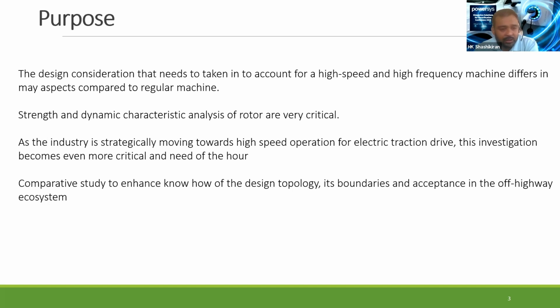But as we are already seeing, the industry is moving strategy towards the high-speed operations drive. So it is very critical for us to understand what the considerations are and how it is going to affect the overall system and the overall design of our complete ecosystem. So this study was basically designed to understand what topologies we could get into and what boundaries we could hit if we really want to step into a territory where we operate our machines or our traction drive at high speeds. And the high speeds that we are talking about are basically more than 15K RPM.